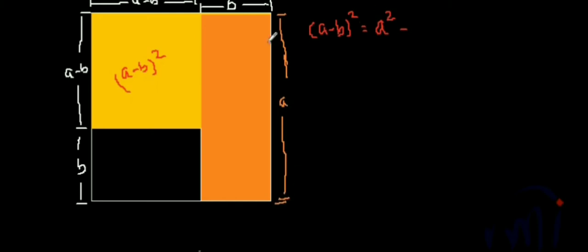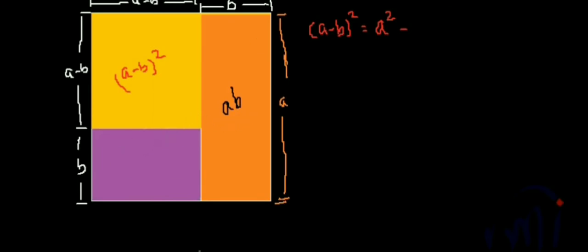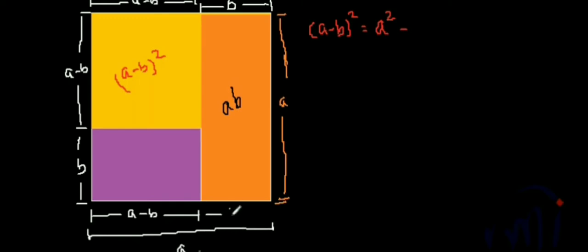Its area will be A multiplied by B, right? The area of the rectangle is length by breadth. So the area of this orange rectangle will be A multiplied by B, right? And then we have one more rectangle over here, which I am going to color in purple. This is a rectangle whose one side is equal to B and its length is actually equal to A minus B. This whole was equal to A and this much is B, so the remaining is A minus B. So the area of this rectangle will be B multiplied by A minus B, right?